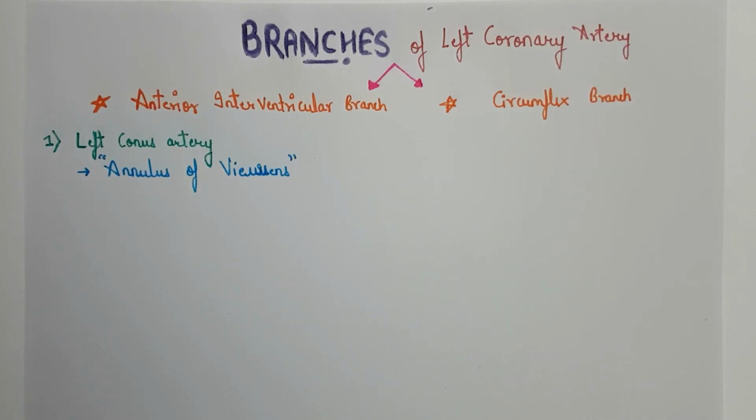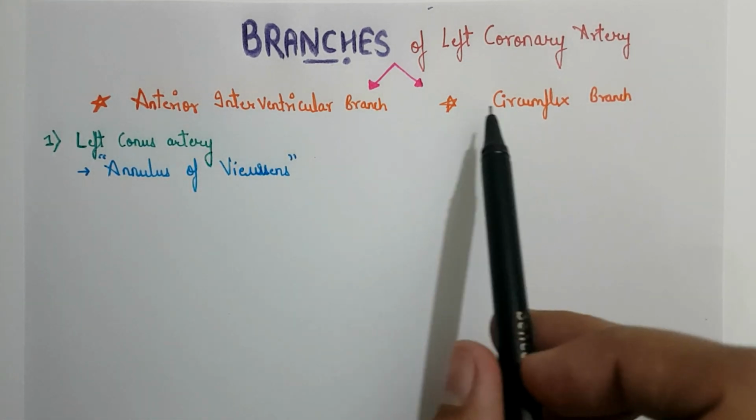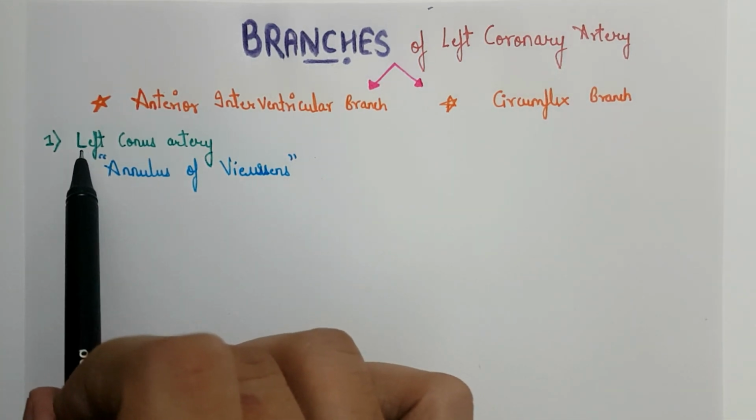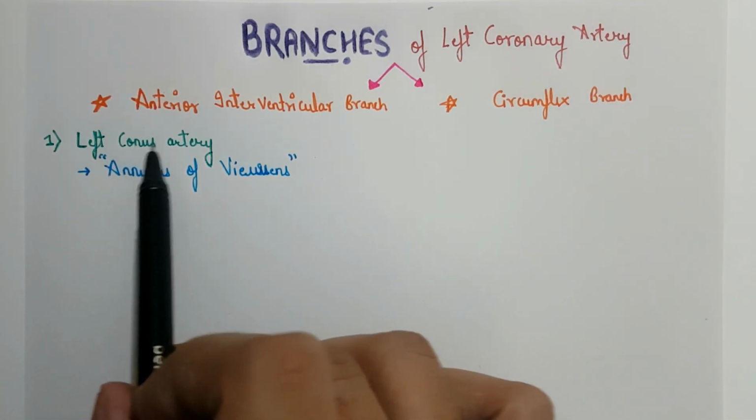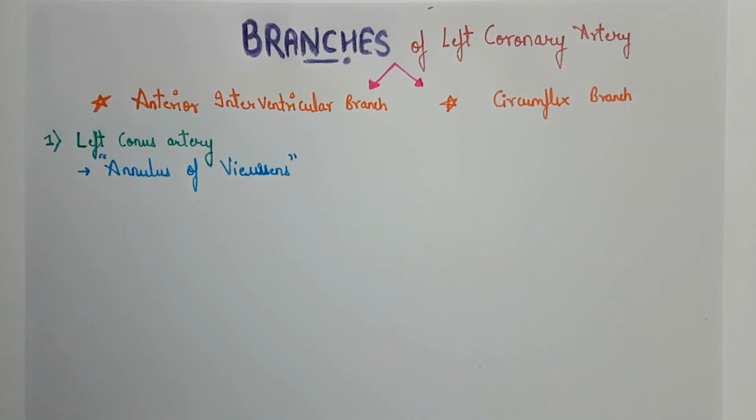As we have discussed, there are two major and large branches of the left coronary artery which further give sub-branches. The main branches are the anterior interventricular branch and the circumflex branch. The first sub-branch of the anterior interventricular branch is the left conus artery, which forms the annulus of Vieussens with the right conus artery.